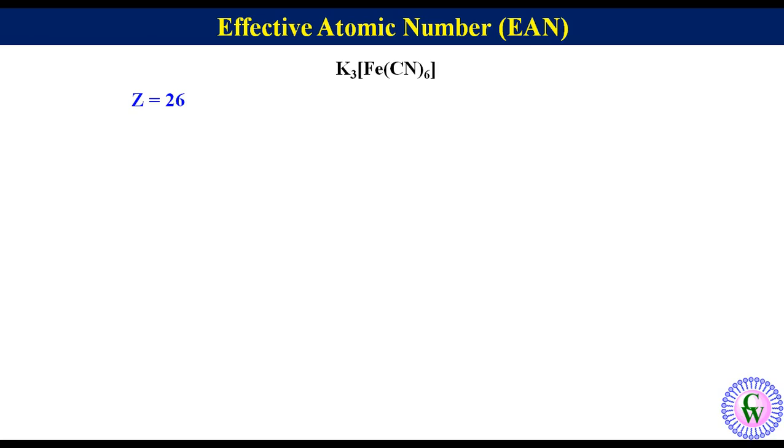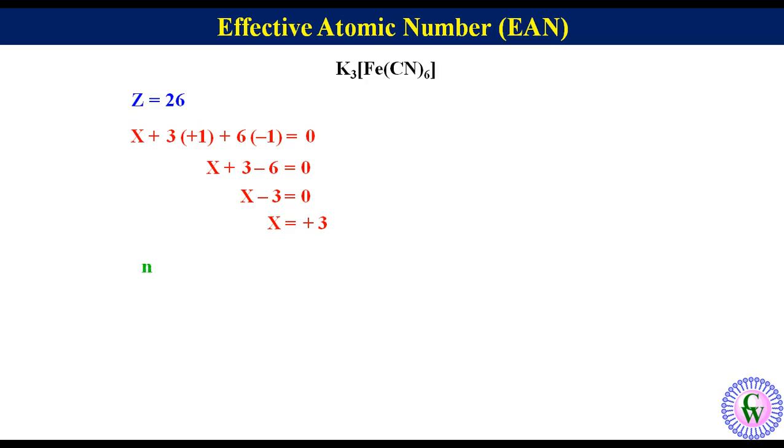Oxidation state of iron in this complex, which is represented by X, can be calculated as X plus 3 into plus 1, because there are 3 potassium ions each with plus 1 charge, plus 6 into minus 1, because there are 6 cyanide ions each with minus 1 charge, is equal to 0, since overall charge on the molecule is 0. So we can write X plus 3 minus 6 is equal to 0, or X minus 3 is equal to 0, or X is equal to plus 3.